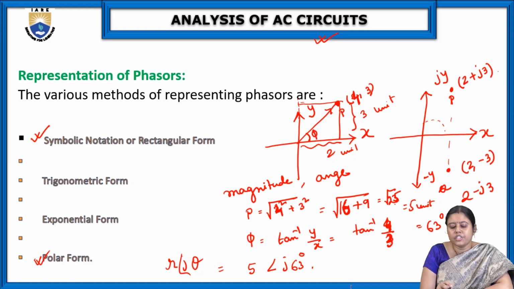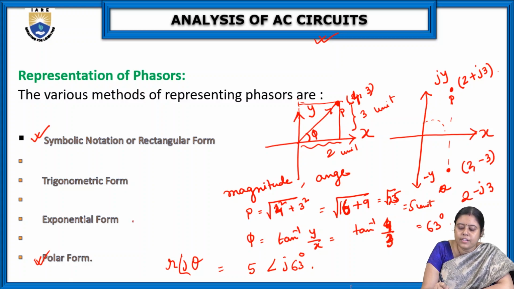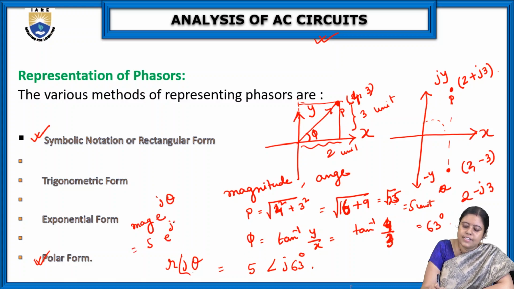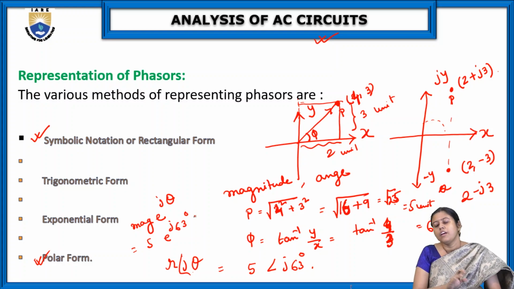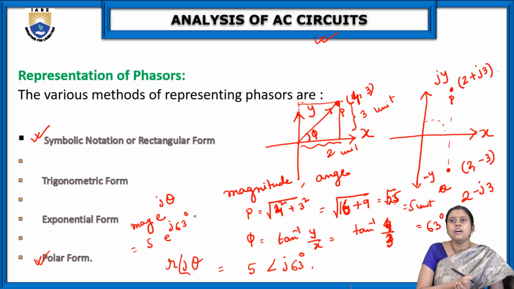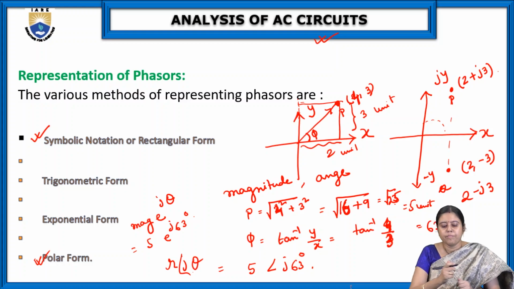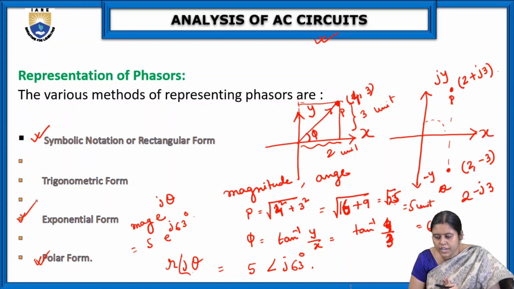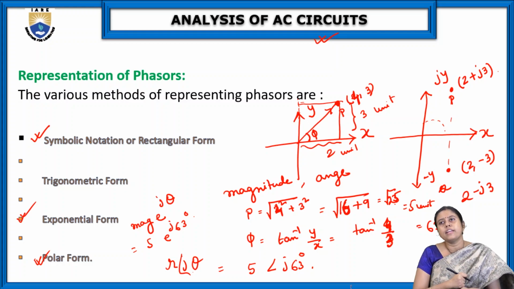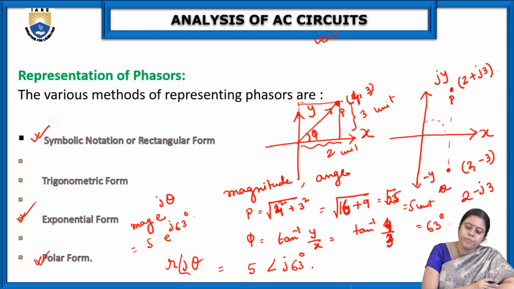What is the exponential form? Exponential form means magnitude times exponential of j theta. So what will be the value? 5 e to the power j 63 degree. These are the most common uses of the exponential form. And the last one is the trigonometric form.